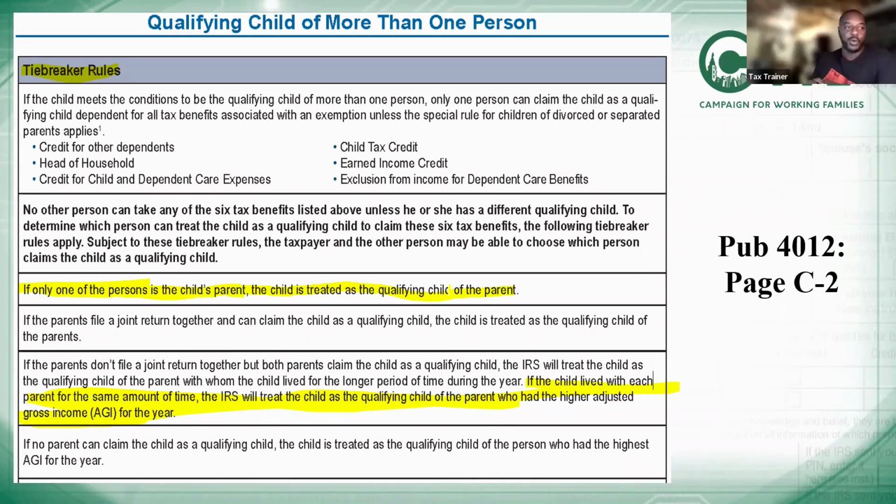Yep. So there's a form called an 8332, which basically tells the IRS who has the right, based off of the divorce decree, to claim this child, and that would trump some of these other tiebreaker rules, because the divorce decree says this parent can always claim this child, no matter what the income was.